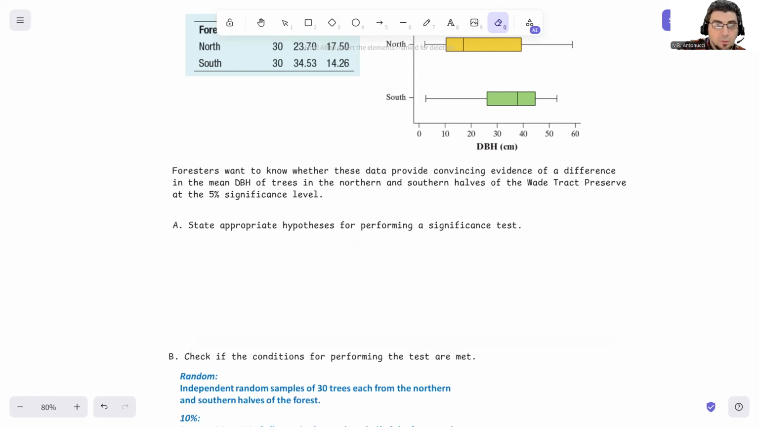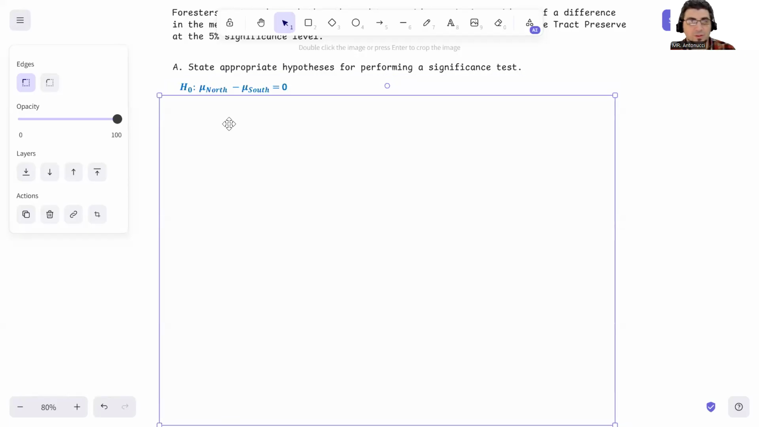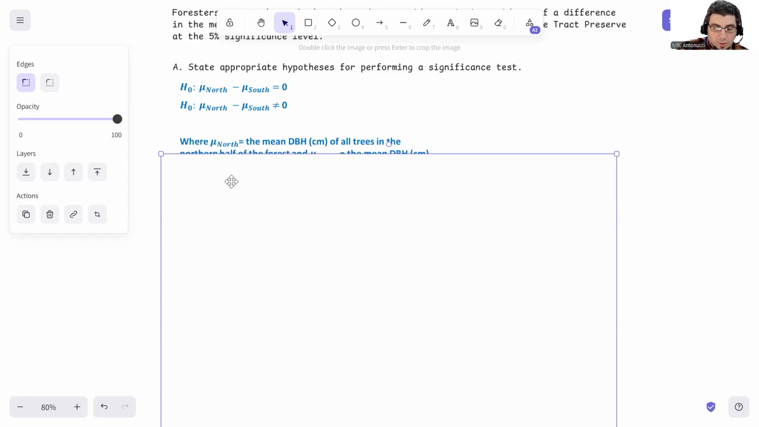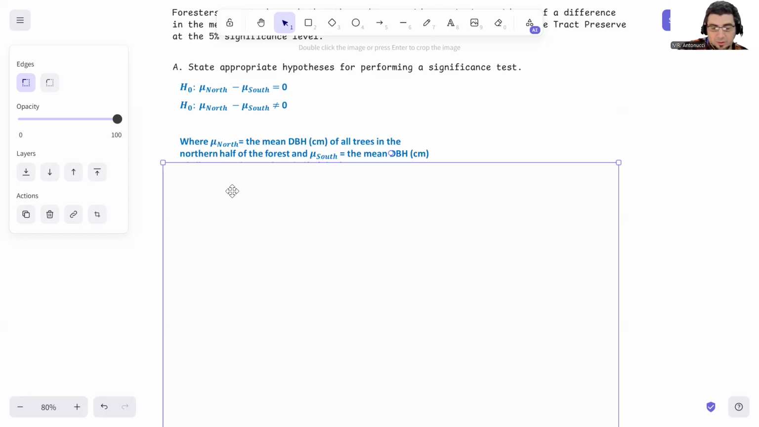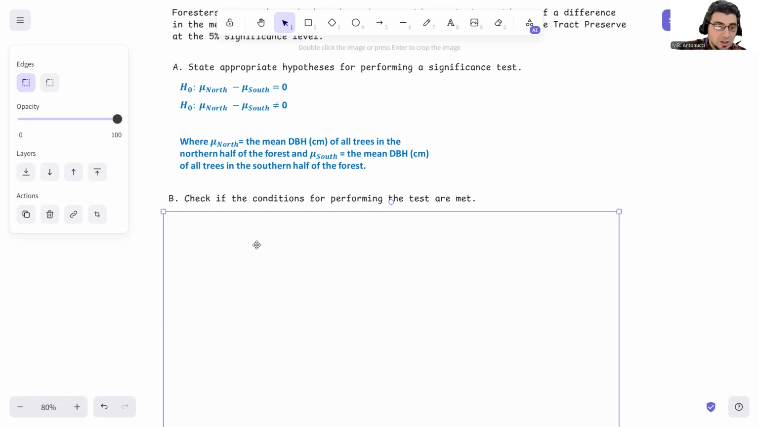So for this, the null is mu north minus mu south equals 0. And then the alternative is mu north minus mu south is not equal to 0, where mu north equals the mean DBH in centimeters of all trees in the northern half of the forest, and mu south is the same thing for all the trees in the southern half of the forest. So it's very important when you do this to state your null and alternative hypotheses, as well as define the parameter of interest.